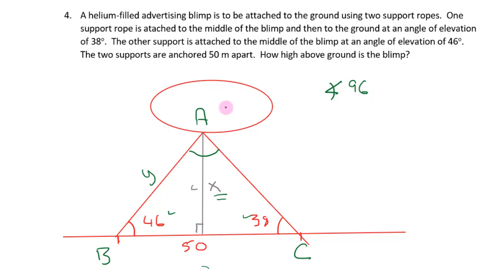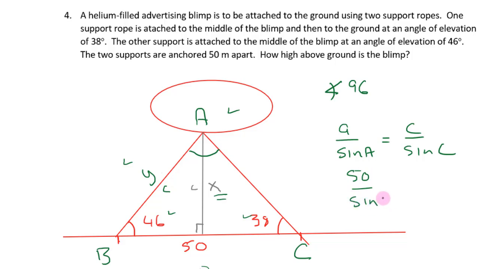Because we know angle A and we know the side opposite, we can use our sine law. We're going to be calculating y, which is actually side c. So we're going to use our sine law this way. a over sine of A is going to equal c over sine of C. Substituting in what we know, that a is 50. We know that angle A is 96.